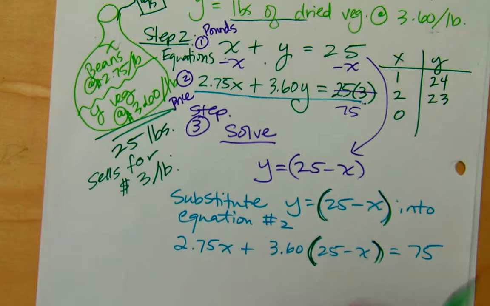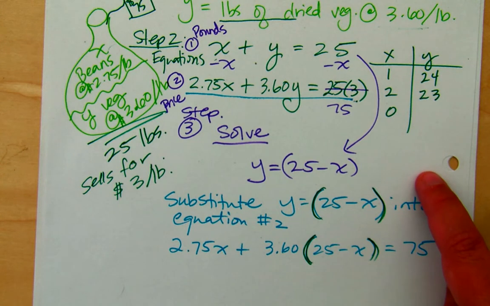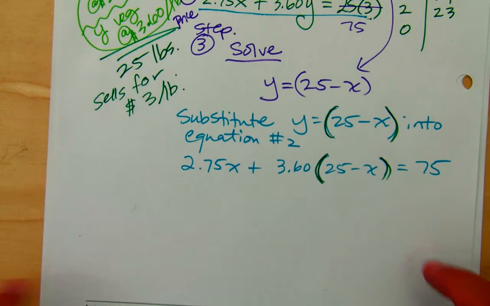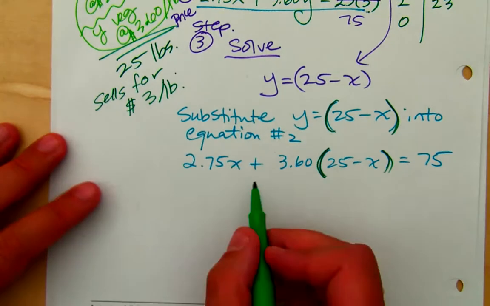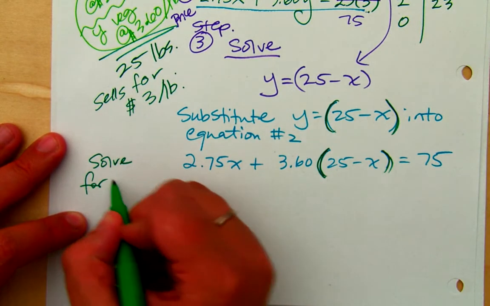See, when there's two variables, you actually have an infinite number of solutions. What we're trying to do is narrow it down to one ordered pair. Like, I need to know how many beans, how many vegetables you want me to put in this mix, right? Okay, so now what are we going to do? We're going to solve for x.